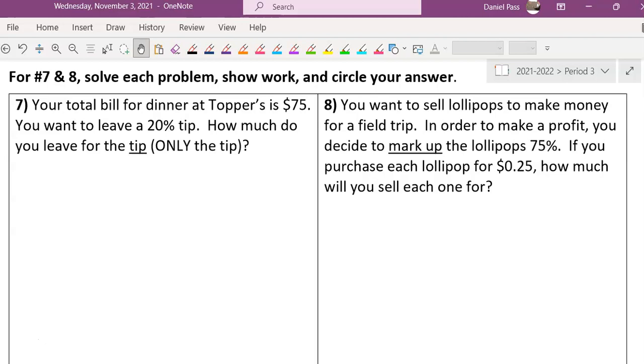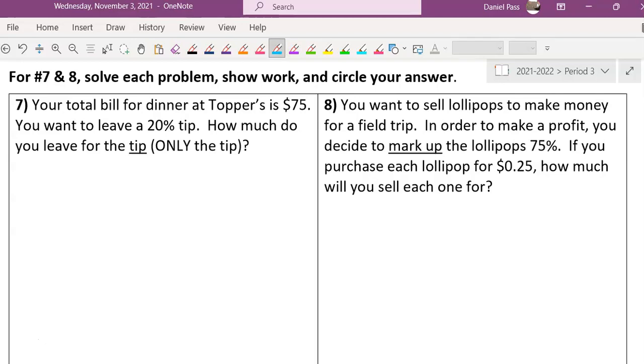Your total bill for dinner at Toppers is $75. You want to leave a 20% tip. How much do you want to leave for the tip, and only the tip? Only. Okay. So, what color do you want to use? Blue. Okay. Go ahead.